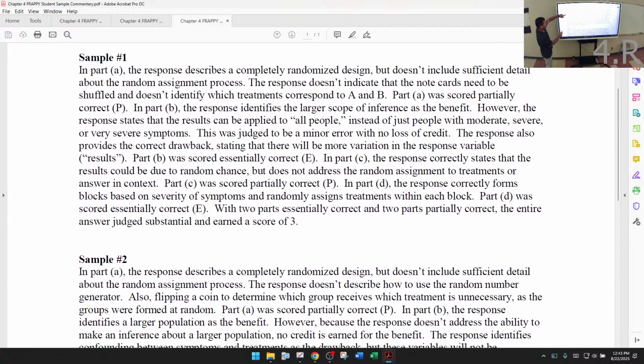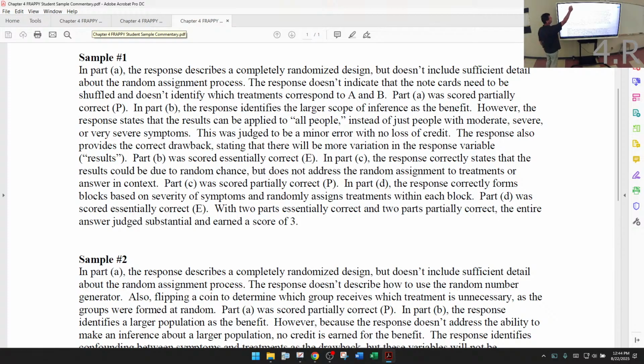Part B. The response identifies a larger scope of inference as a benefit. However, the response states that the results can be applied to all people, if we read that really quickly like I did, instead of just people with moderate, severe, and very severe symptoms, because you can't say all people, because all people implies all people. This was judged as a minor error with no loss of credit. Therefore, it provides a correct drawback. It actually was scored an E, even though it said that. It's not enough to really say, they know a benefit and they know a drawback.